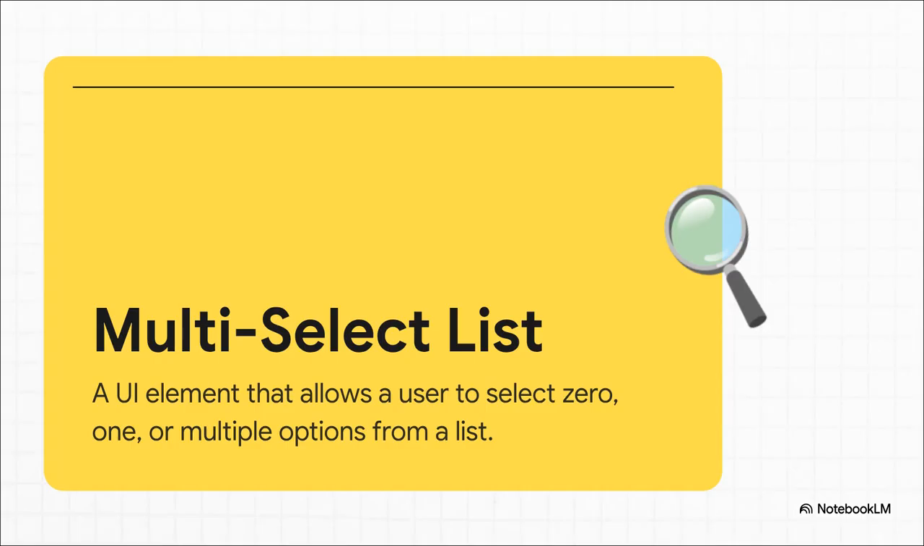So just so we're all on the same page, what we're talking about here is any UI element that lets a user grab more than one option from a list. And here's the dead giveaway in the HTML. You'll see a select tag, but it'll have that special multiple attribute. If you see that, you know exactly what you're up against.